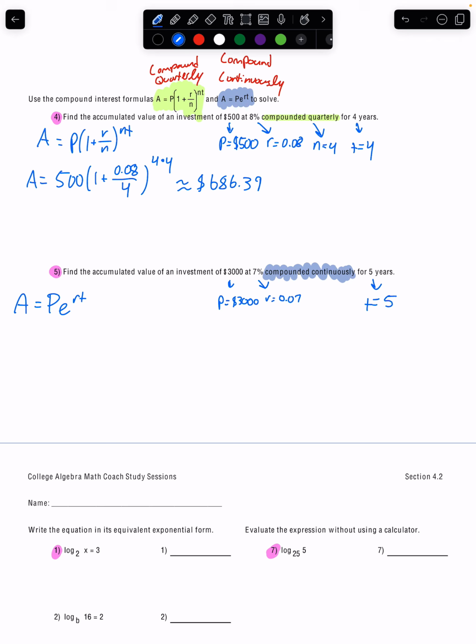If you actually look on your calculator, you'll see there's an E button. It's like pi. It already has a certain value. So this becomes 3,000 E to the 0.07 times 5. Plug that into your calculator and you get roughly $4,257.20.